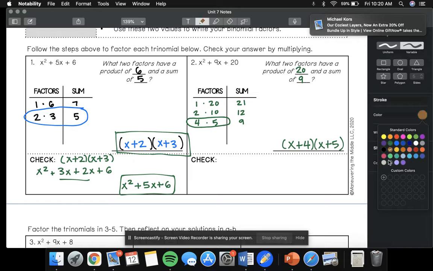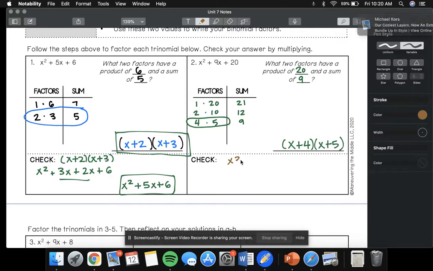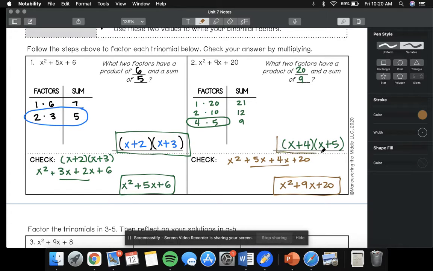Just to check to make sure we get it right, we might as well re-simplify to make sure we get the right answer. So we're going to do x times x, x times 5, then we'll do 4 times x, and 4 times 5. We'll combine our like terms, and we get the beginning problem that we started off with. So it looks like x plus 4 and x plus 5 are the two factors of this trinomial.